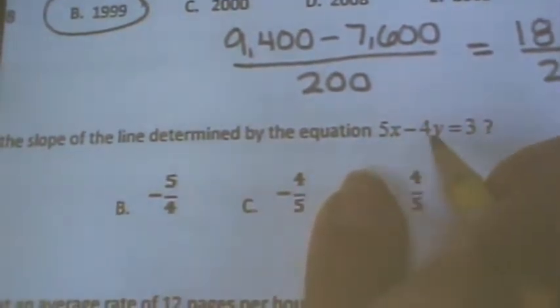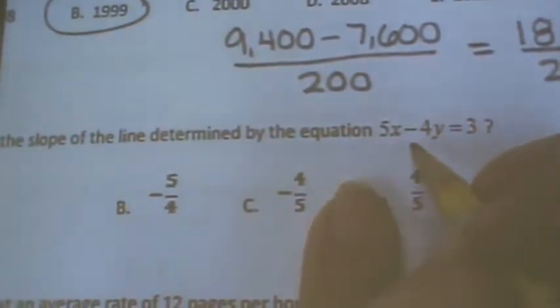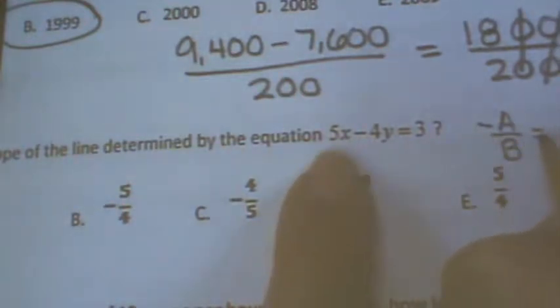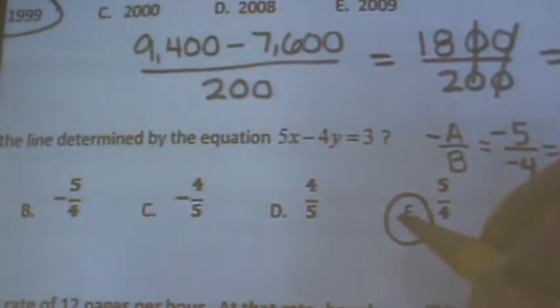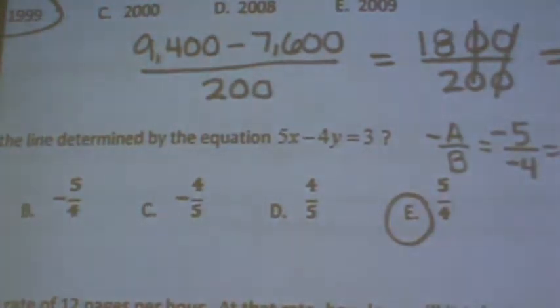Okay, next one. What form is this equation in? It's in standard form. I showed you a trick, a shortcut, how to find the slope. If it's in standard form, do you remember what the trick is? It's the opposite of A over B. So it's -5 over -4, which is 5/4. That's the fastest way to do it. If you don't know, what are you going to do? Write it in slope-intercept form. Question?